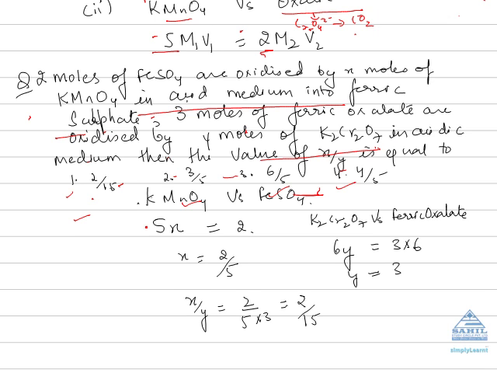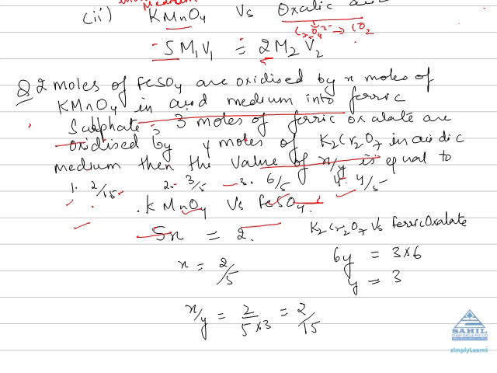Now we apply stoichiometry, KMnO4 versus ferrous sulfate. The number of electrons gained by KMnO4 is 5. We have X moles of KMnO4, so 5 into X is equal to the number of electrons. The number of moles of ferrous sulfate is 2, so we equate 5X is equal to 2, and now X comes out to be 2 by 5.